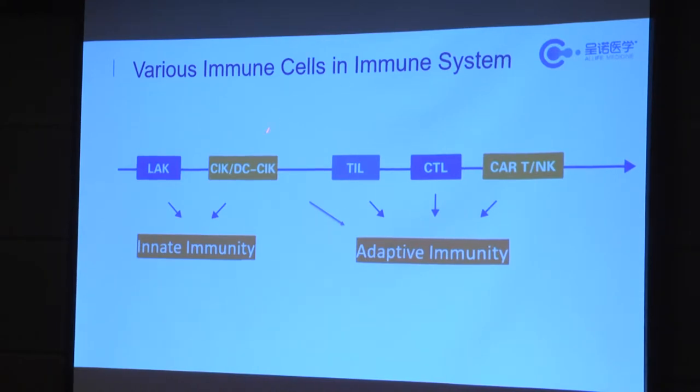Immune cell therapy has over 30 years of history in development. At the very beginning, the most popular cells, which everyone has probably heard of, were CIK, cytokine-induced killer cells, and DC-CIK. Then came innate immunity and adaptive immunity approaches, including the recent CAR-T and CAR-NK treatment.